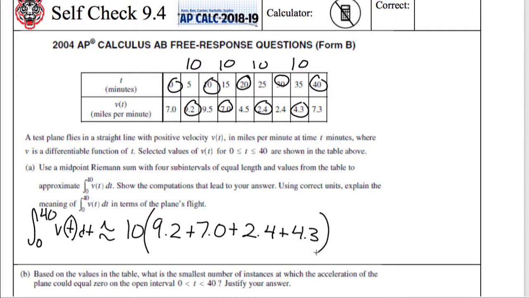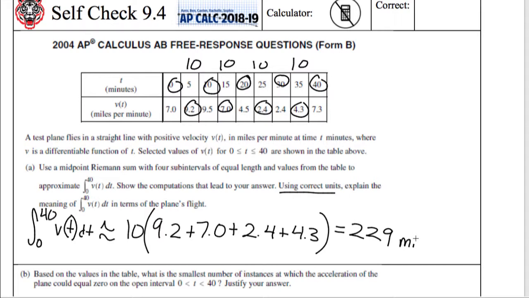So far so good. And then we have to do that math. Is there a quick way of doing this? 4.3 and 2.4, that's going to be 6.7. That's going to be 15.9. That's going to be 22.9, so 229. Does it say anything about units? Yeah, using correct units. Here we're counting up total miles. The integral of velocity should go backwards to position, which makes sense. So our units here are 229 miles.